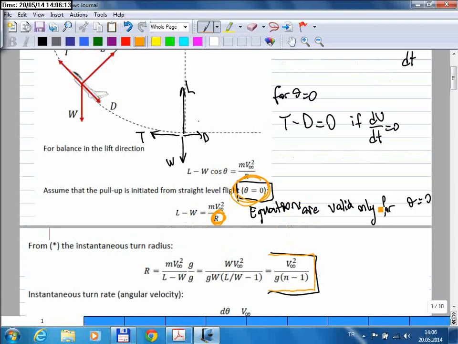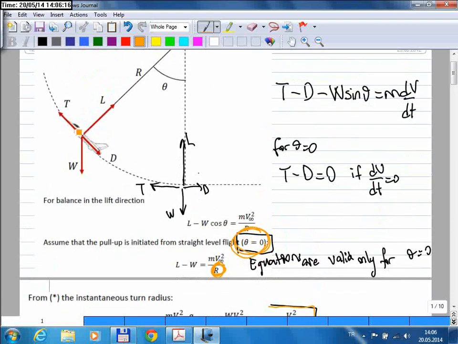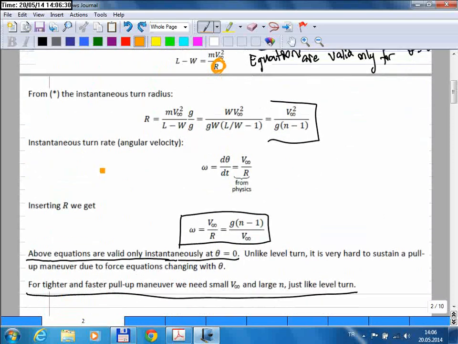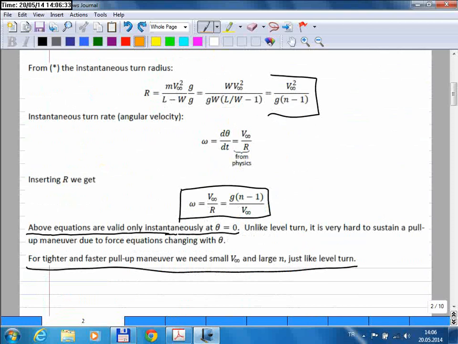If you want to write an expression for a situation where theta is a non-zero number, then your equation should involve a theta term. But we don't really worry about that in this course. So this note is important. It just says what I already told you. These equations are valid only instantaneously at theta equal to 0. And unlike a level turn maneuver, it is very hard to sustain a pull-up maneuver due to the fact that these force equations depend on theta.